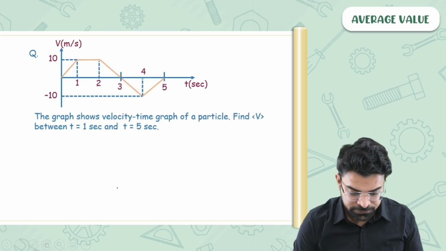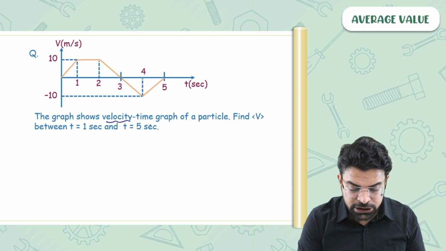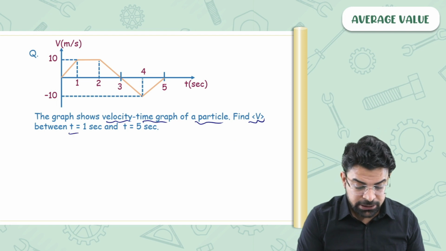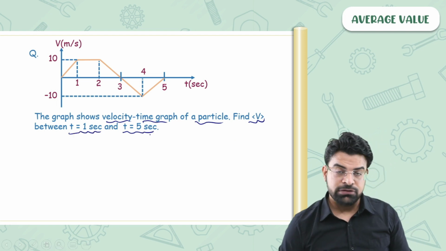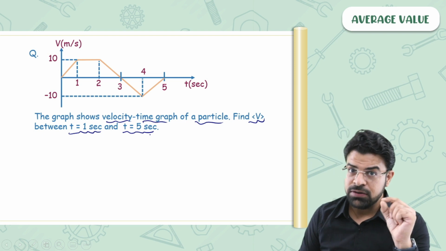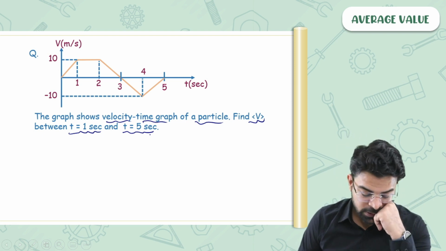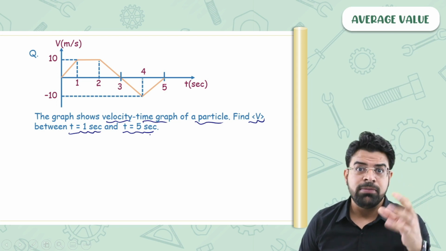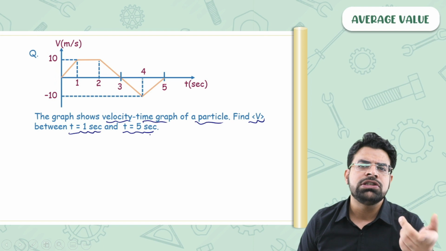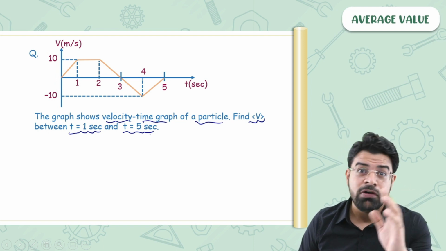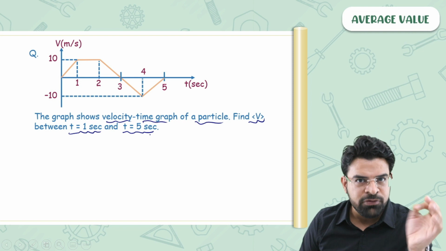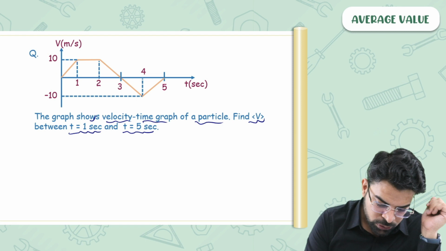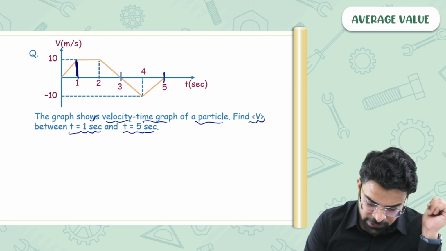Now, next question. The graph shows the velocity-time graph of a particle. Find the average velocity between time equals 1 second and time equals 5 seconds. You need to find the average velocity from time equals 1 second till time equals 5 seconds. So again, you will say the average value of y over a range of x is given by the area under the y-x graph upon the change in x. So the average value of v over a range of t will be given by the area under the vt graph upon the change in t. So the area under the vt graph from time equals 1 till time equals 5 will be given by this.